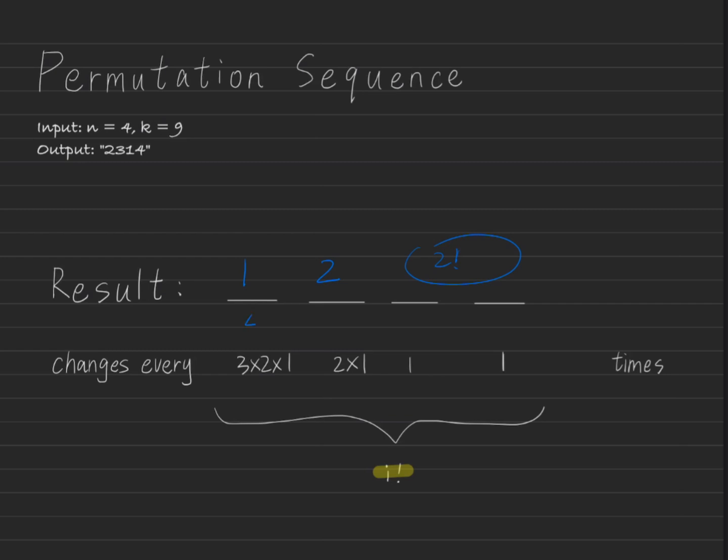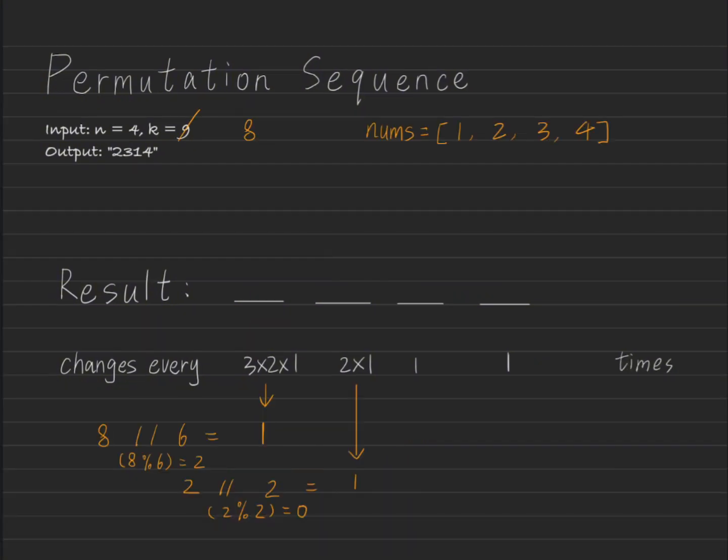To calculate the number at each index, we can integer divide the remainder of k by the changing frequency. Since in the division and modulo world, index starts at 0, we'll subtract k by 1 first. The numbers we can choose from are 1, 2, 3, and 4. To choose the first spot, we'll calculate 8 integer divided by 6, which is 1, which means we'll choose the second number, and that is 2. And now k is reduced to 8 modulo 6, which is 2.